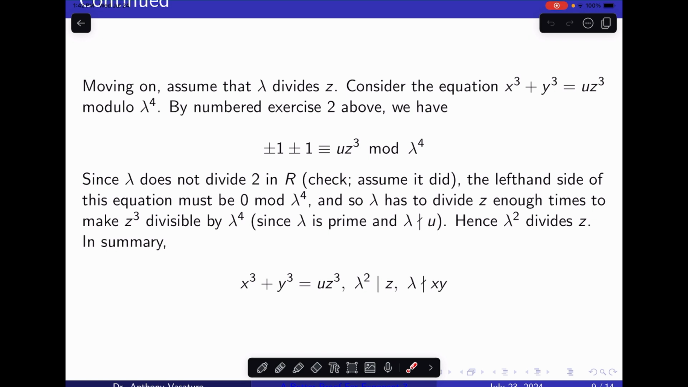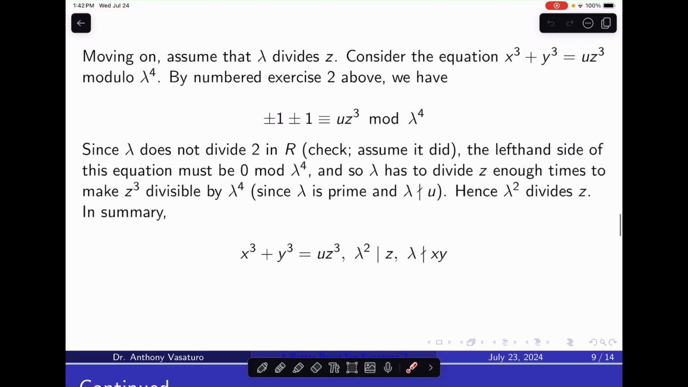What that tells you is that lambda has to divide this z here enough times to make z cubed divisible by lambda to the fourth. And in essence, the fact that uz cubed is 0 mod lambda to the fourth means lambda to the fourth divides uz cubed. But, you know, lambda is prime, so it can't divide u, so all 4 of these copies of lambda have to divide z cubed. So lambda has to divide z enough times for z cubed to be divisible by lambda to the fourth. In particular, we find that not only does lambda divide z, lambda squared must divide z.